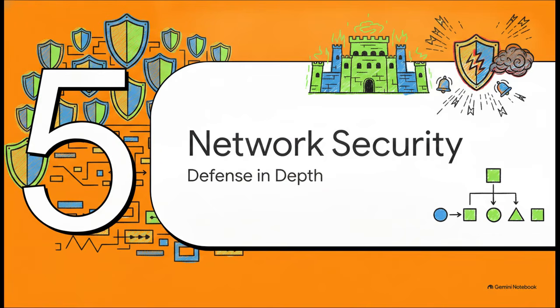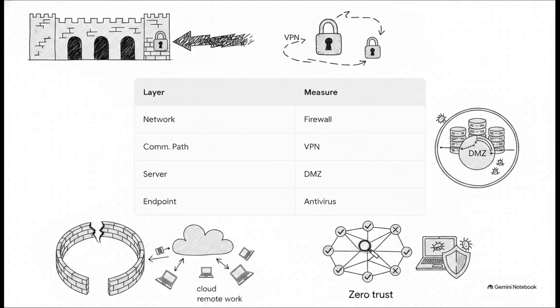Section 5, Network Security and Response. Finally, we're going to look at how organizations build defensive architectures and, most crucially, how they react when an inevitable security incident occurs. What we're looking at here is the core of defense in depth, the strategy of layering multiple security measures. A firewall blocks bad traffic right at the entry. A VPN encrypts the communication path. A DMZ separates public-facing servers so if they get hacked, the internal network stays safe. An endpoint antivirus protects individual laptops.